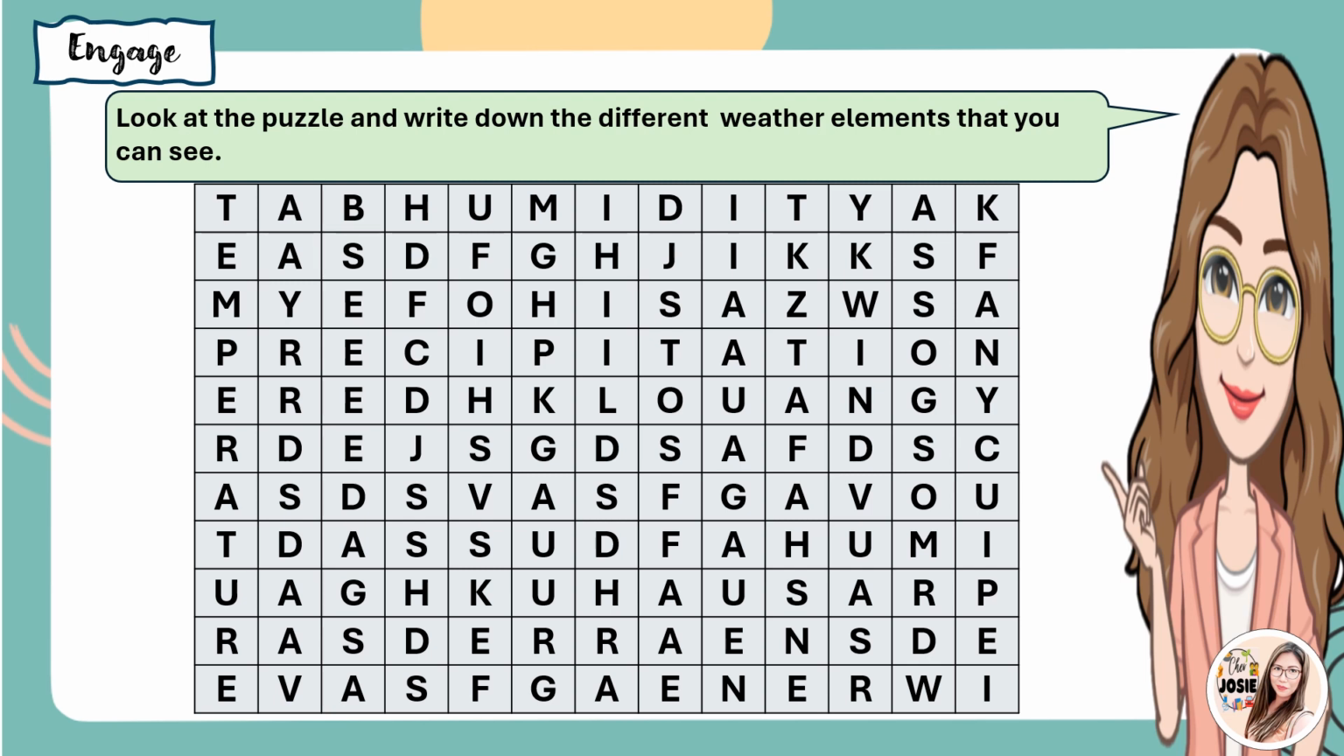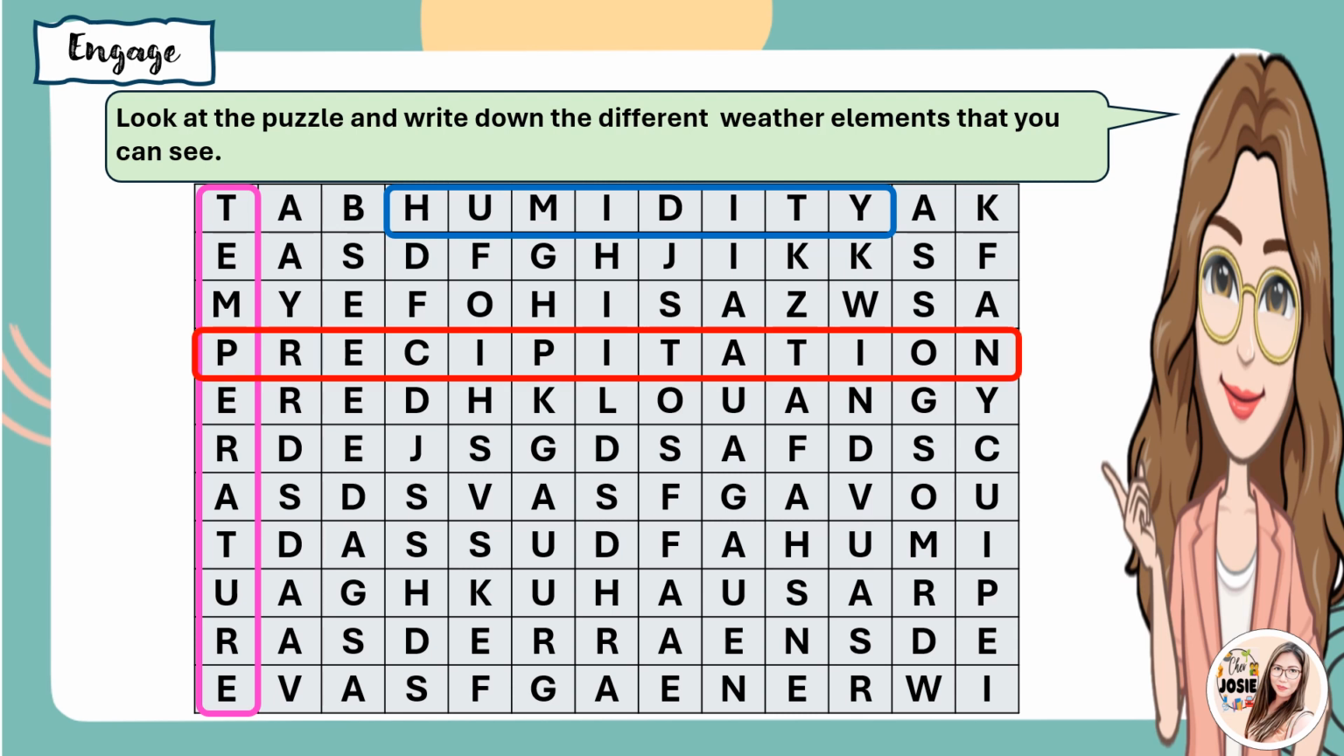Let's check your answers. For number 1, temperature. Second, humidity. Third, precipitation. Fourth, pressure. And lastly, wind. Good job, kids!